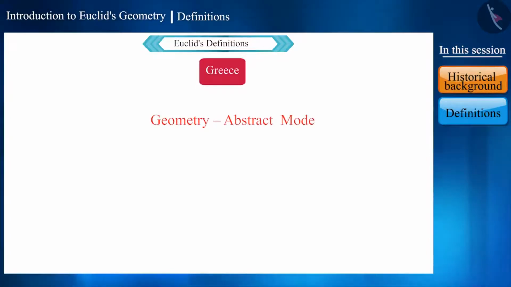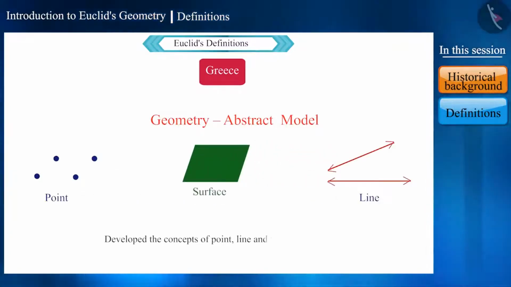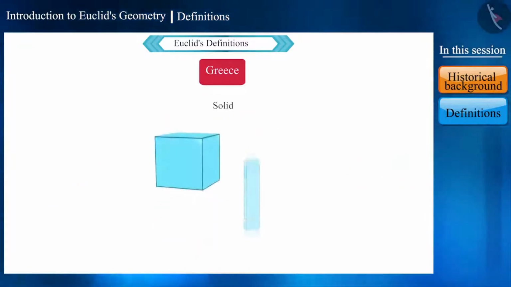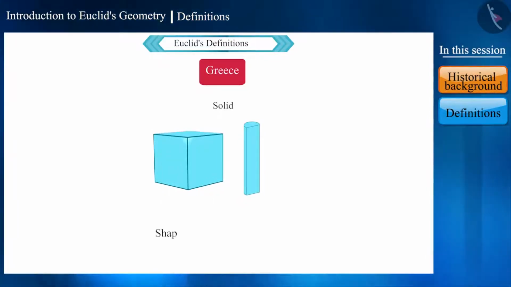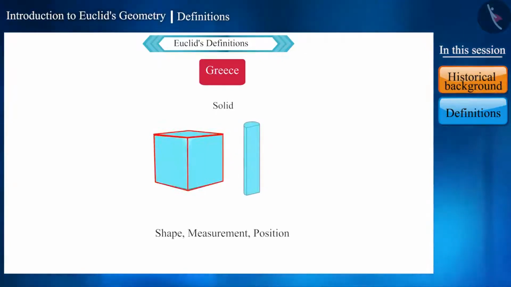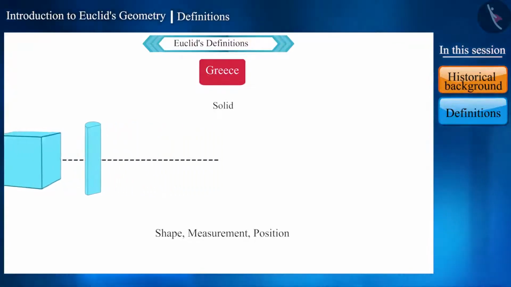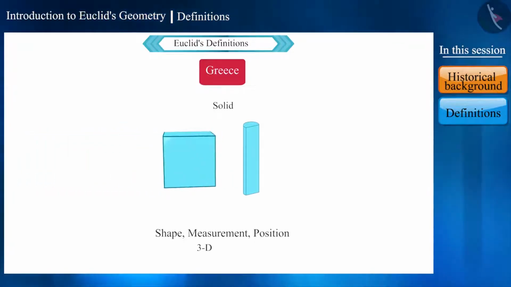All the Greek mathematicians of that time considered geometry as the abstract model of the world in which they lived, and by looking at things around them, they developed the concepts of point, line, and plane, that is surface. They also developed some concepts from the study of solid objects. For example, solid objects have shape, measurement, and position, and they can be transported from one place to another. They have 3 dimensions, that is, they are 3-dimensional.